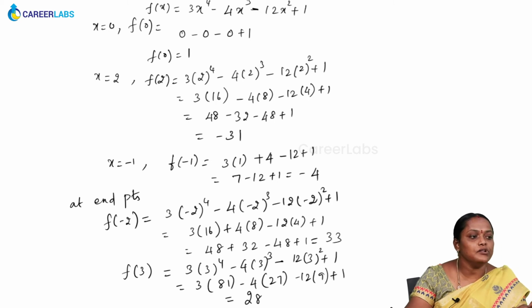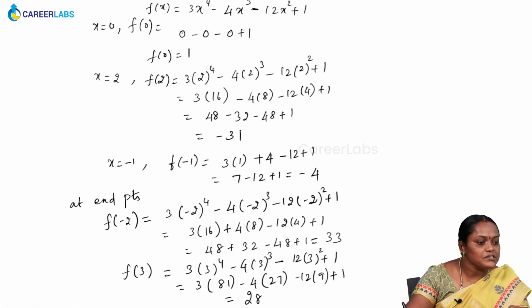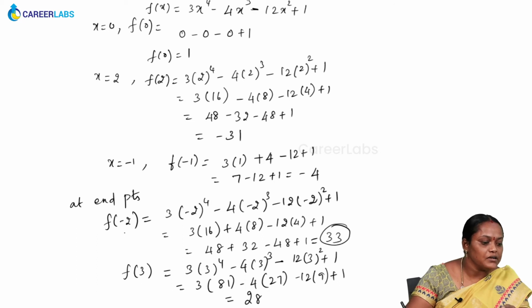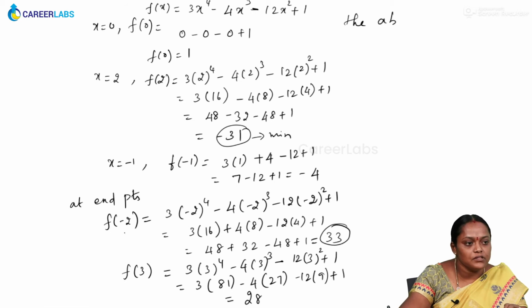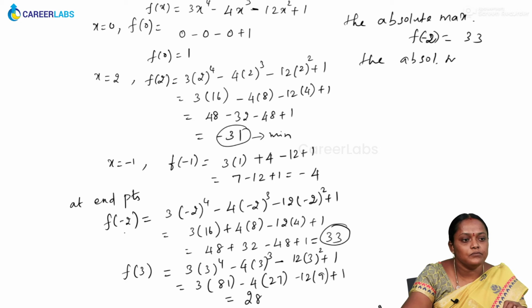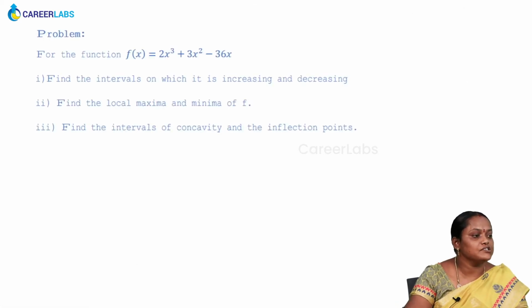So, out of all these 5 values, the maximum value is 33. It occurs for x is equal to minus 2, and the minimum value occurs at x is equal to 2. So, this is going to be the minimum. Therefore, the absolute maximum value is f of minus 2 is equal to 33, and the absolute minimum value is f of 2, which is equal to minus 31. Next, we will move on to the next problem.